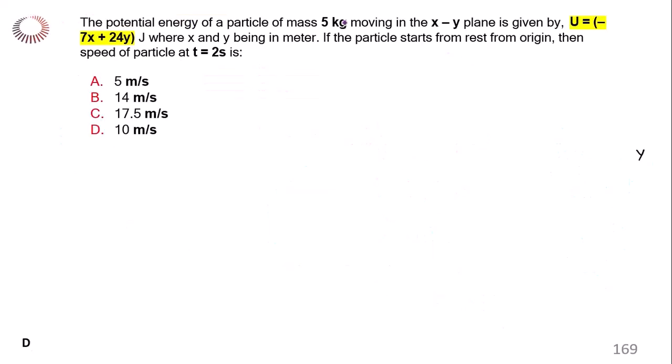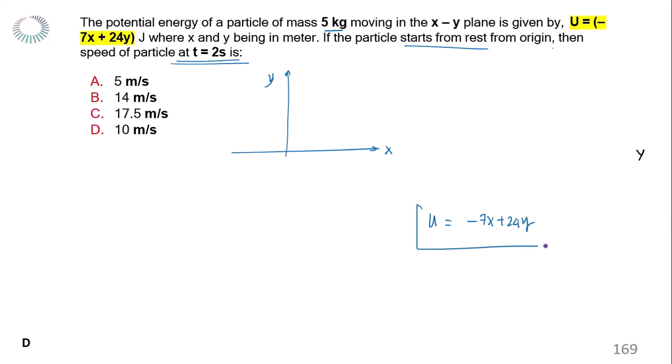Now the potential energy of a particle of mass 5 kg moving in the xy plane is given by this thing. Okay. See, the particle starts from rest, from origin, then find the speed of the particle at t equals to 2 seconds. So the particle is moving in the xy axis system in such a way that the potential energy is given as U equals to minus 7x plus 24. This number. Okay. Minus 7x plus 24.